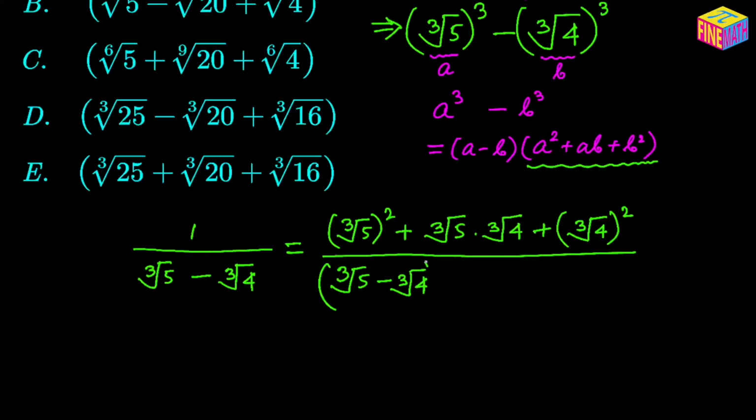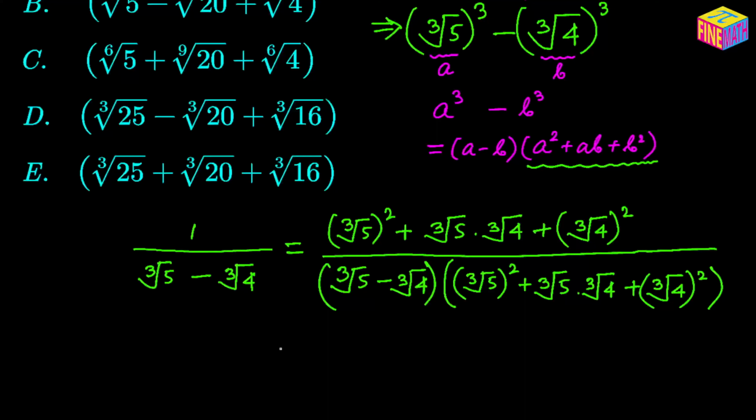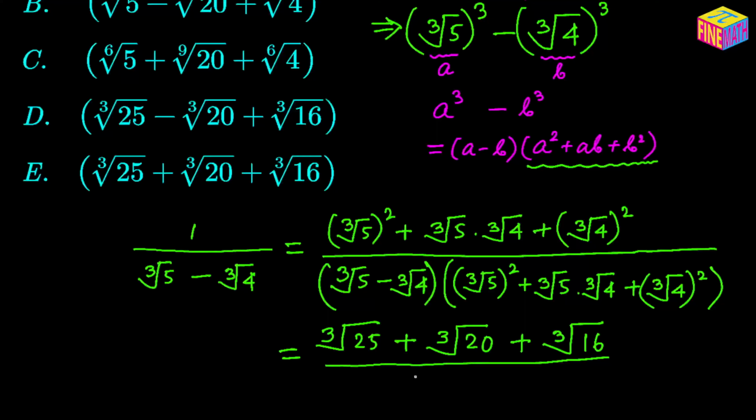It will stay as is, and then we have to multiply the same quantity in the denominator also, so that would be cube root of 5 whole squared plus cube root of 5 and cube root of 4 plus cube root of 4 whole squared, and then this will simplify to cube root of 25. So now in the numerator we have cube root of 25 plus, then it will be cube root of 5 times 4, cube root of 20, plus it would be cube root of 16, and in the denominator we are going to get cube root of 5 whole cubed minus cube root of 4 whole cubed.